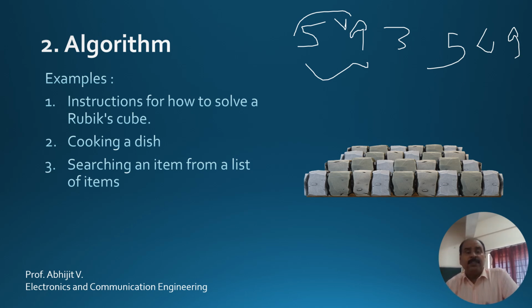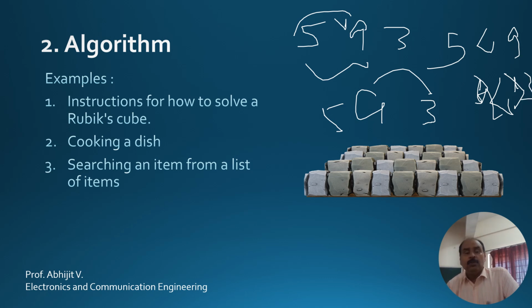Then what happens? The next stage: 5 is already less than 9 and it is in the right position. There is nothing to swap. Next, what will you do? You will compare 9 and 3. 3 is less than 9, or 9 is greater than 3. So you can swap these two things, right? So the next step will be 5, 3 and 9.